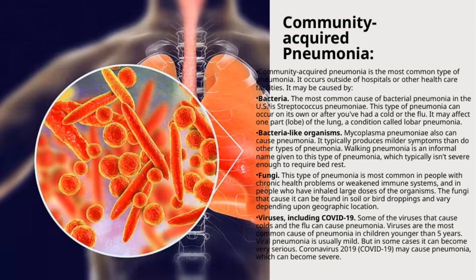Now, it can be caused by several different organisms. The most common cause, especially in the United States, is bacteria, with Streptococcus pneumoniae leading the way. This type of pneumonia can sometimes develop on its own, or it can follow a cold or the flu. Interestingly, it often affects just one part of the lung, which we call lobar pneumonia. Then we have bacteria-like organisms, such as Mycoplasma pneumoniae.